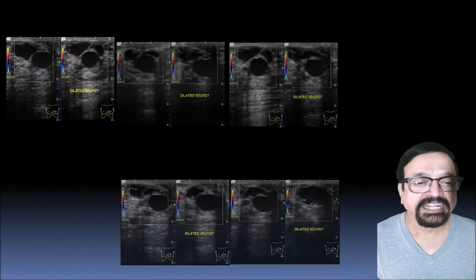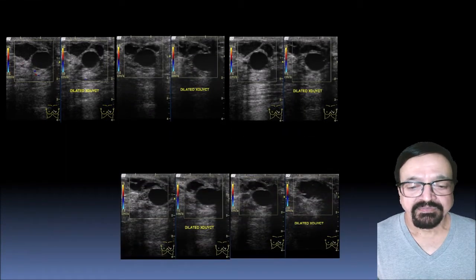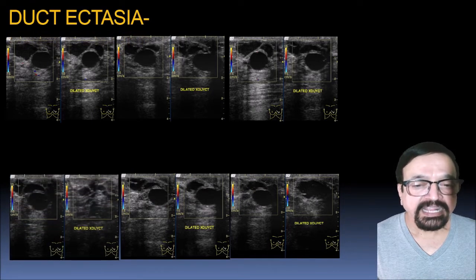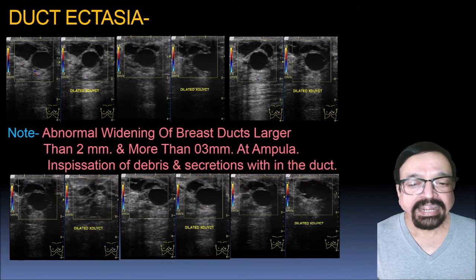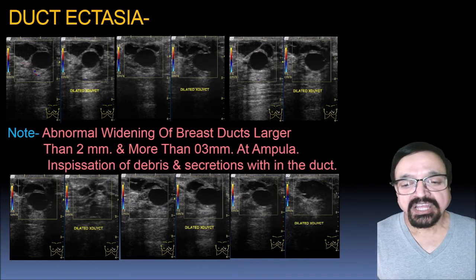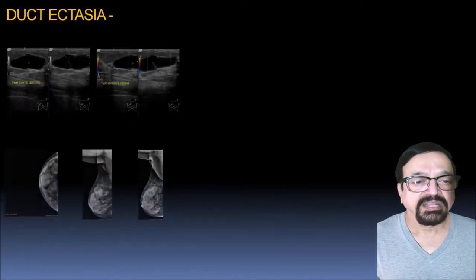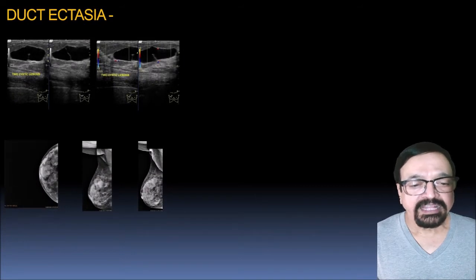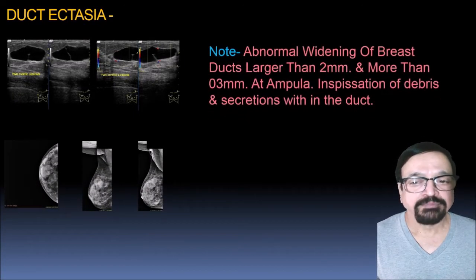Now here we are seeing a dilated duct. They are containing clear fluid. So abnormal widening of the breast ducts is larger than 2 mm, and more than 3 mm at the ampulla, with inspissation of debris and secretions within the duct seen here. Now here we have both mammography as well as sonography: abnormal widening of the breast ducts larger than 2 mm. Then we can see inspissation of debris, there are internal echoes.